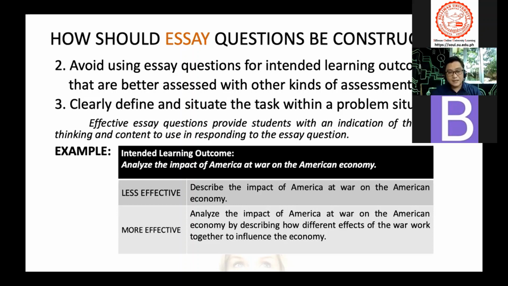Now, how is this considered? Why is this considered more effective? Remember, when we construct essay questions, we must clearly define and situate the task, and that's what the second example is doing exactly, by asking the students to describe how different effects of the war work together to influence the economy. Okay, I hope I have made it clear.